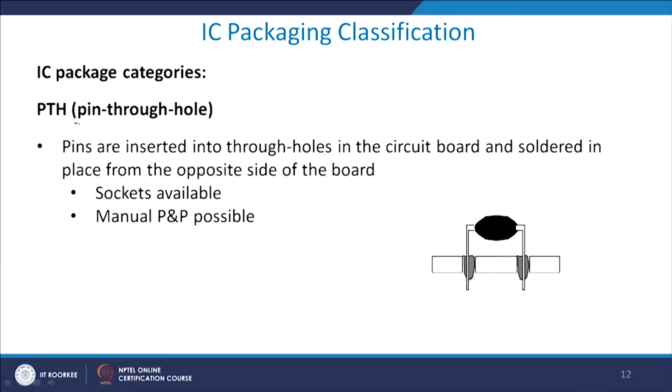IC packaging, well, there are 2 or 3 important packaging techniques. The first is the pin through hole. The pins are inserted through holes, as you can see here in the circuit board, and soldered in place from the opposite side of the board. So, this is through hole, and then you solder it here. Manual PNP is possible, which means your pin through hole can be soldered manually to a larger extent.